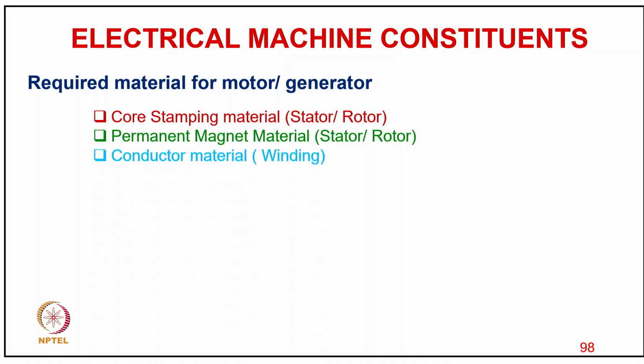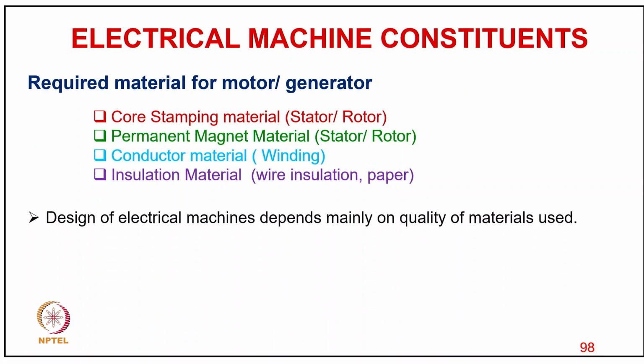Then the conducting material we use normally for the electrical circuit, called winding, and of course we use insulating material, which is typically a kind of insulation or guard on the wires, made of either paper or chemicals, or typically organic materials, and mica insulation and other things which are used in the machine.